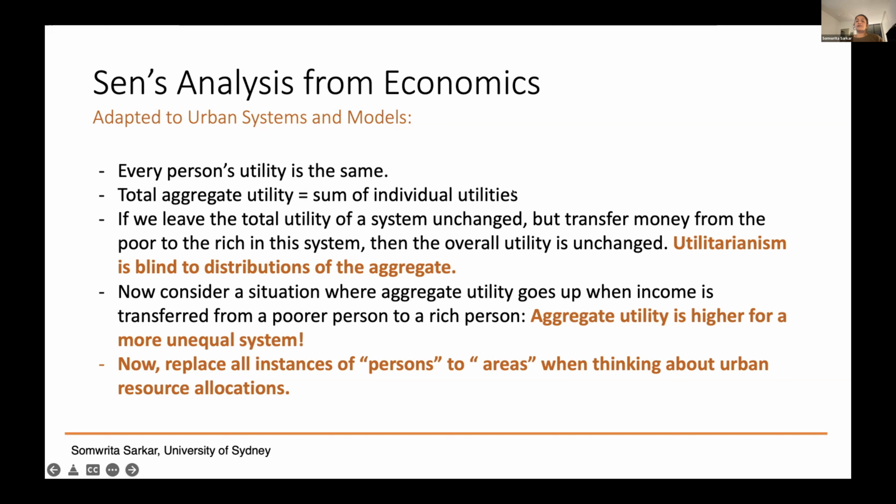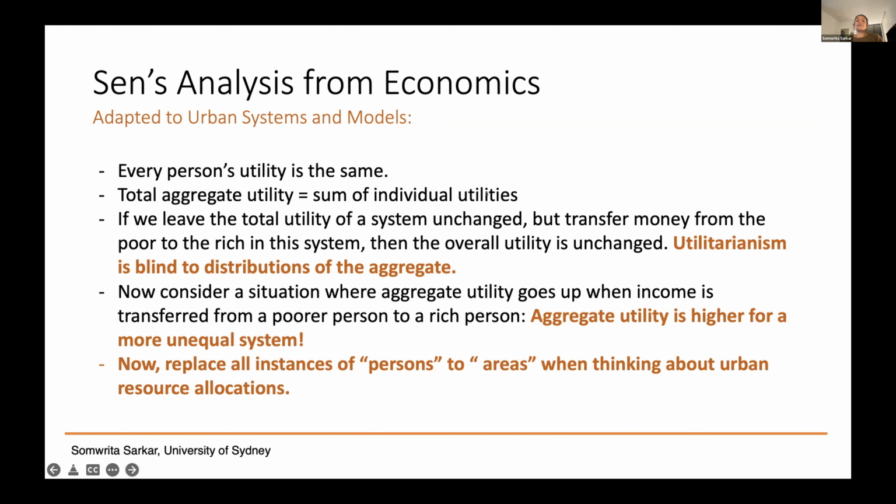This is the assumption which we saw reflected in all of those earlier models. But as we saw, it had very strange consequences: every person in the Schelling model maximized their individual utility, but as a result, total aggregate utility actually went down, right? Similarly, the rich-get-richer preferential attachment sorts of models. It's really interesting that this is how it's mathematically defined in all of the optimization models. One thing to consider here is that if we leave the total utility of a system unchanged, but transfer money from the poor person to the rich person in the system, the overall utility still remains unchanged.